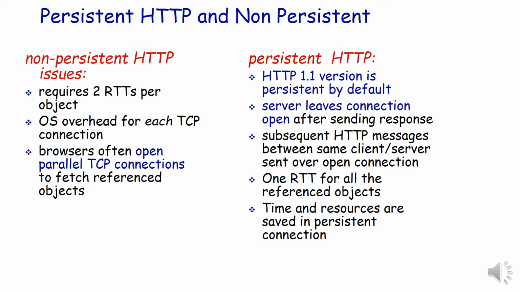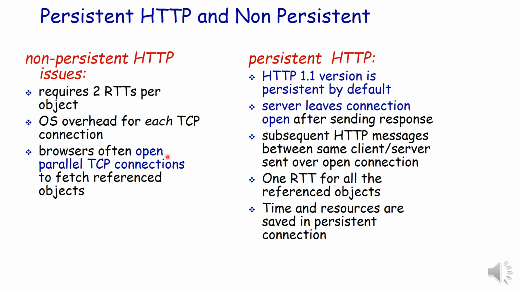Here is a comparison between non-persistent HTTP and persistent HTTP. Non-persistent HTTP requires 2 RTTs for each object, and this overhead is taken by the operating system.